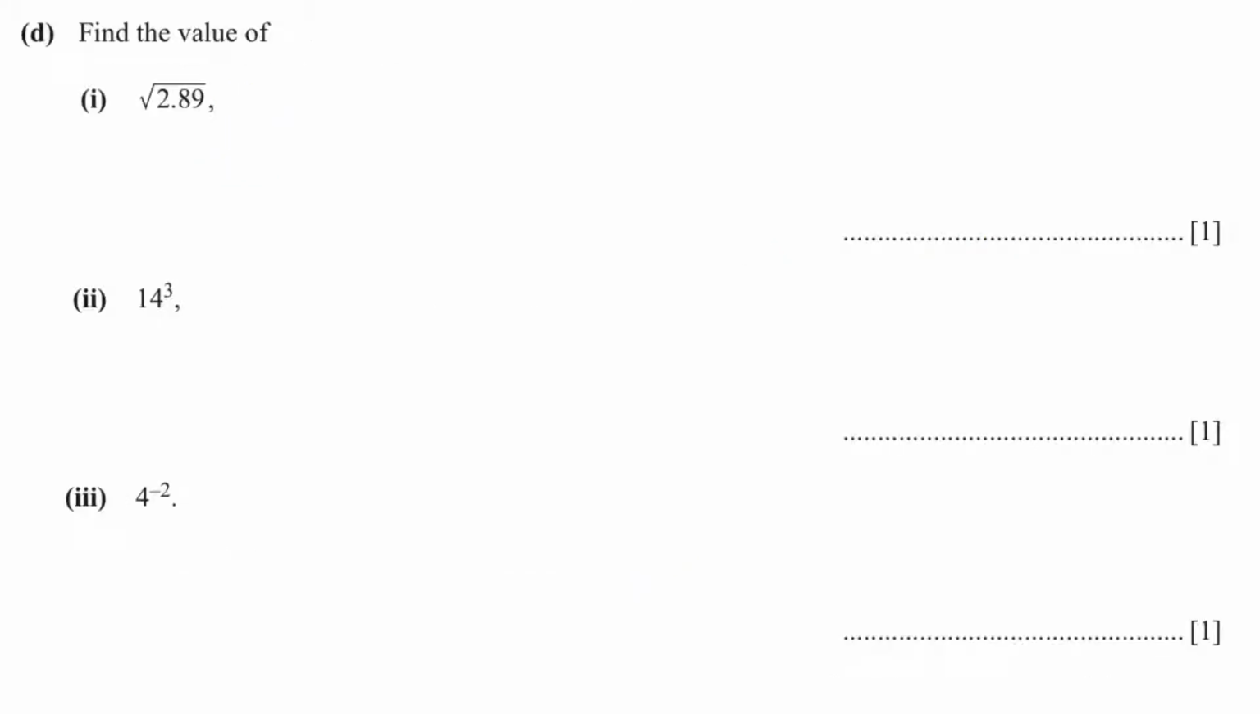D is a very easy question. We have to find the values of all these numbers. We just have to use a calculator. So the square root of 2.89 is 1.7. 14 to the power of 3 is 2744. 4 to the power of negative 2 is 0.0625 as a decimal, or as a fraction it is 1 over 16.